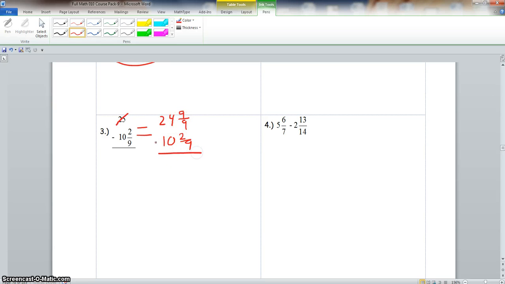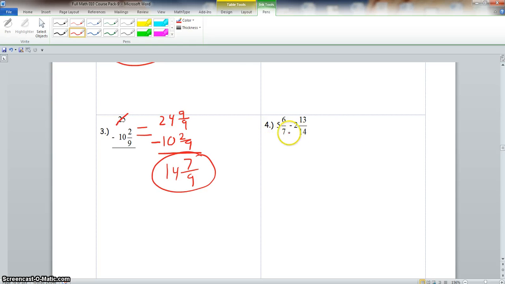Now, the reason why we did that is because you know with subtraction you must have the same denominator in order to subtract. So why not make the denominators the same from the outset? 9/9 minus 2/9 is 7/9, and 24 minus 10 is 14. Now we go here to number 4.